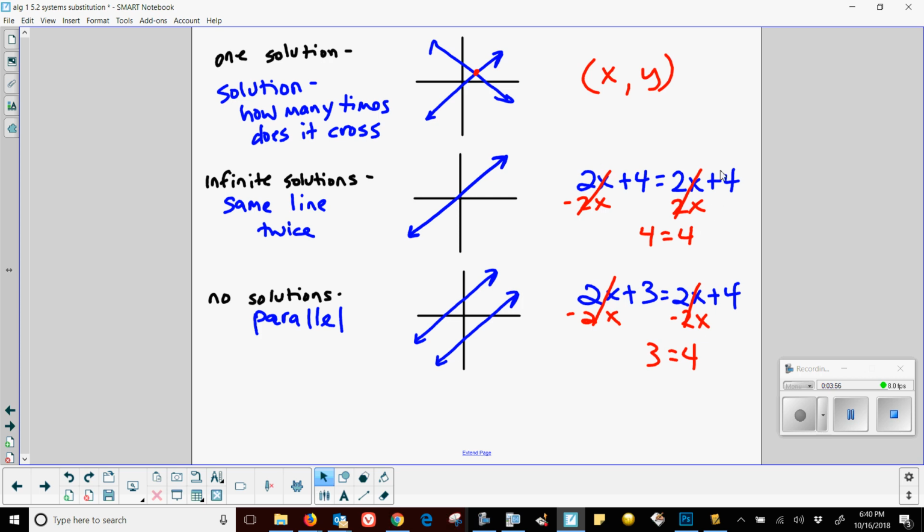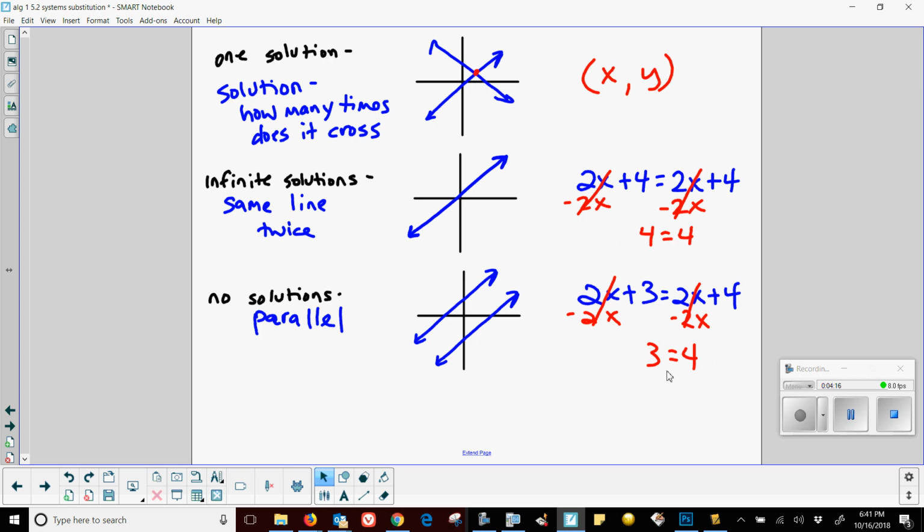With infinite solutions, when you're doing it, you would lose your variable. Like, oh, 2x plus 4 equals 2x plus 4. Well, if I want to move this over here, I'm missing a little subtraction sign there, sorry. When I do that, it makes it 4 equals 4. It's a true statement, which means these are the same.